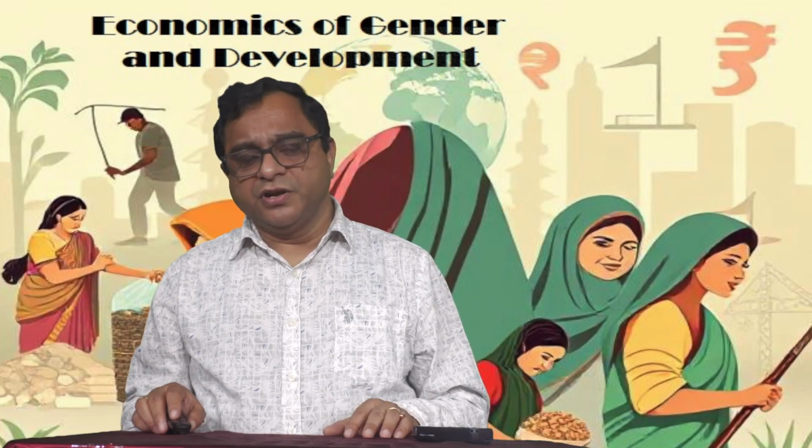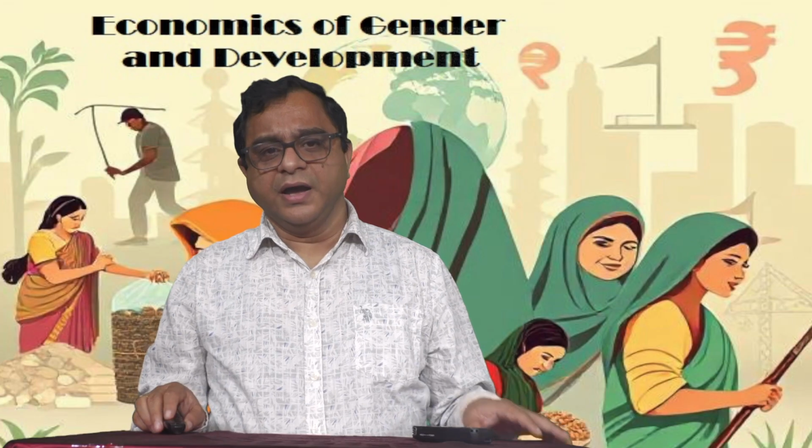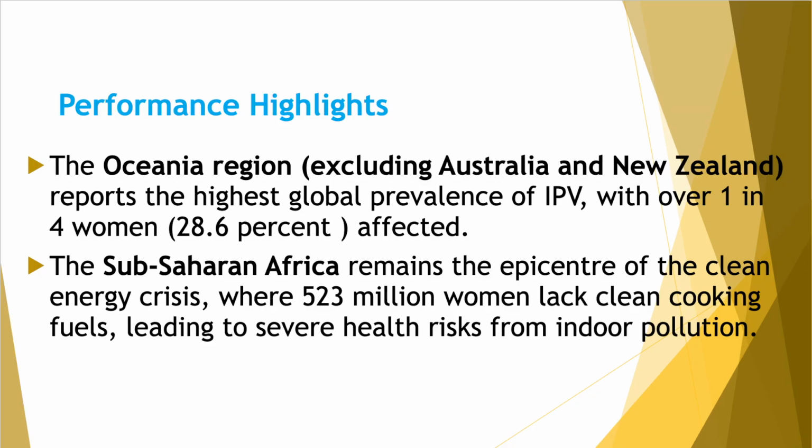And countries like Mexico and Peru have been quite successful in increasing skilled birth attendance among indigenous women to over 80%. And on the contrary, a country like Afghanistan is showing a catastrophic reversal of rights. The country has seen the total removal of female judges and exhibits higher intimate partner violence, exceeding a rate of 30%. And the Oceania region, excluding Australia and New Zealand, reports the highest global prevalence of IPV, with over 1 in 4 women, 28.6%, affected.